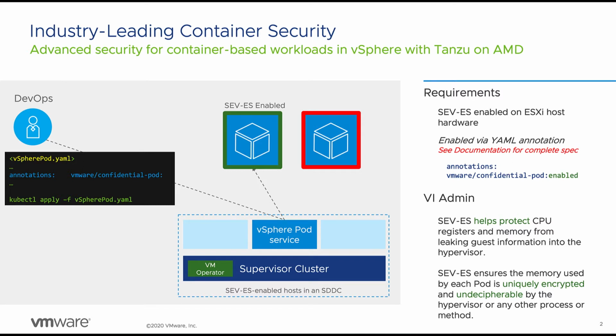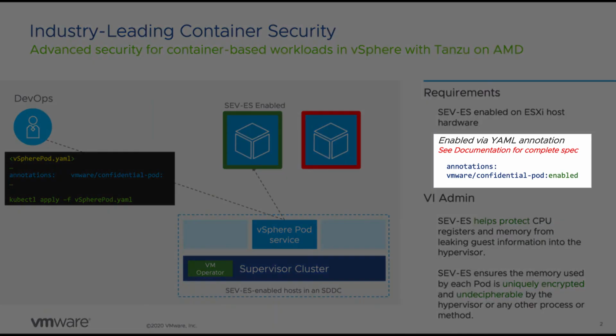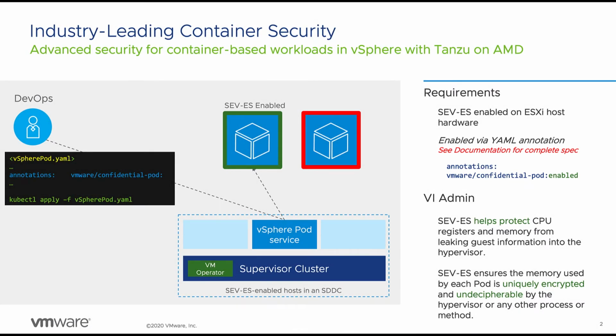SEV-ES helps protect CPU registers and memory from leaking guest information into the hypervisor. It also ensures that memory used by each vSphere pod is uniquely encrypted and undecipherable by the hypervisor or any other process or method. This is enabled via a simple YAML file annotation. Adding that annotation and reserving the memory for the vSphere pod enables SEV-ES to protect that vSphere pod. Let's go to the demo and show you how that's accomplished.